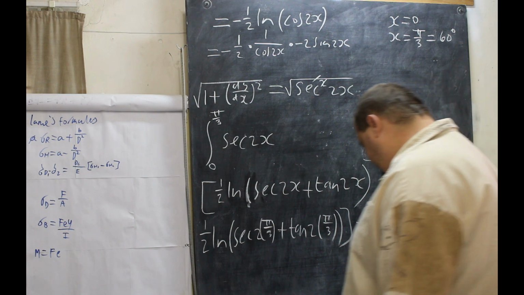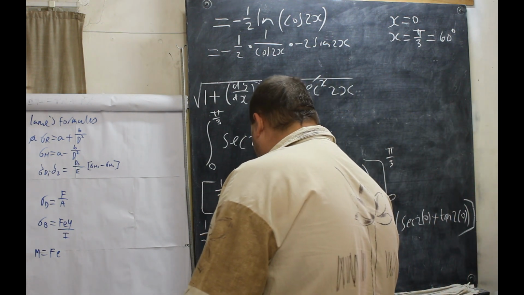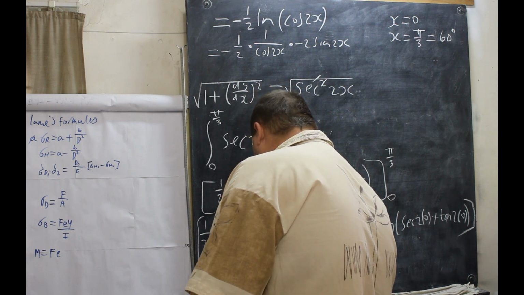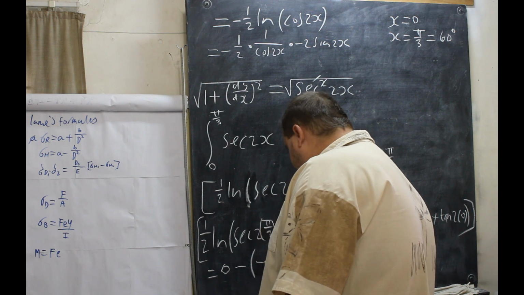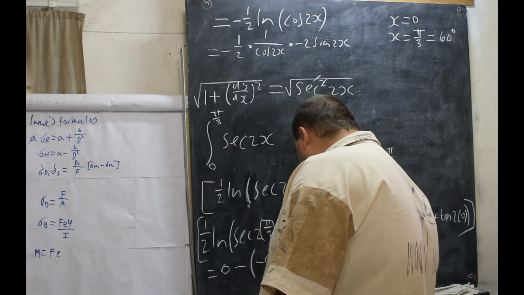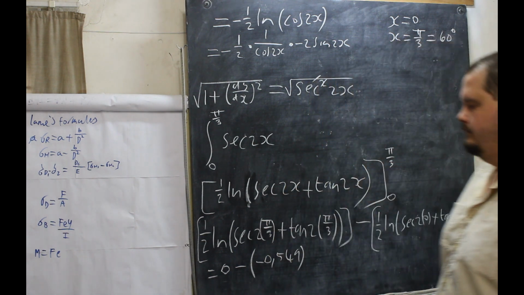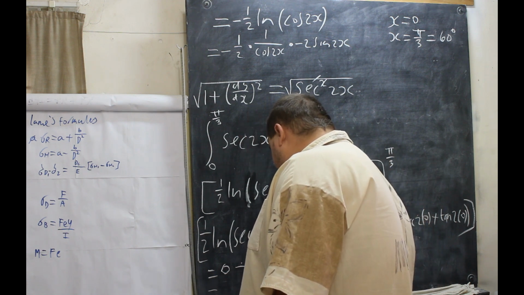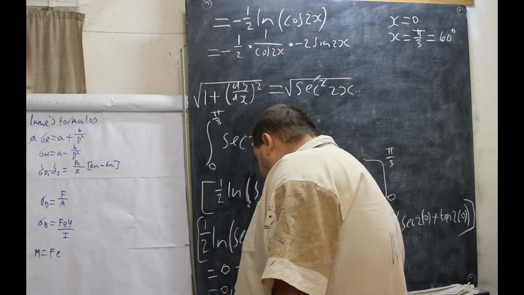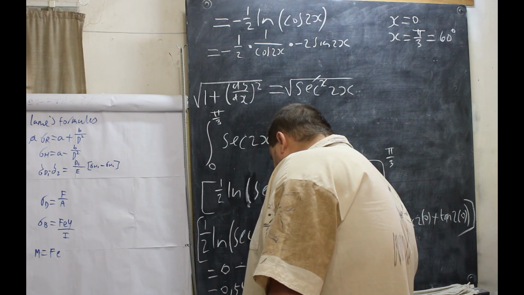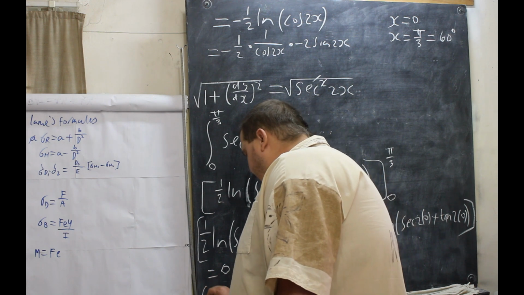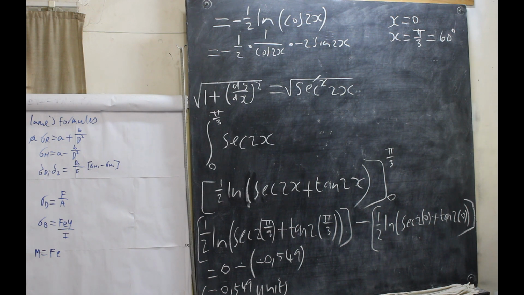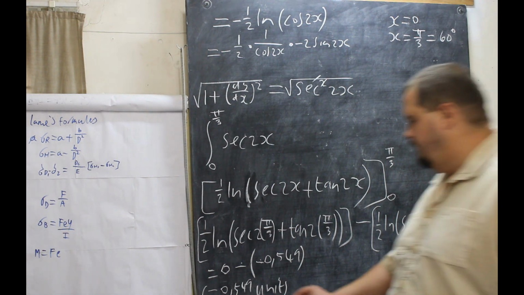So what we're going to do now, this first particular one equals 0.549, minus, and in the bracket is 0. So this equals, a negative times a negative is a positive, so it equals 0.549 units, and that is s. That is the length of your curve.